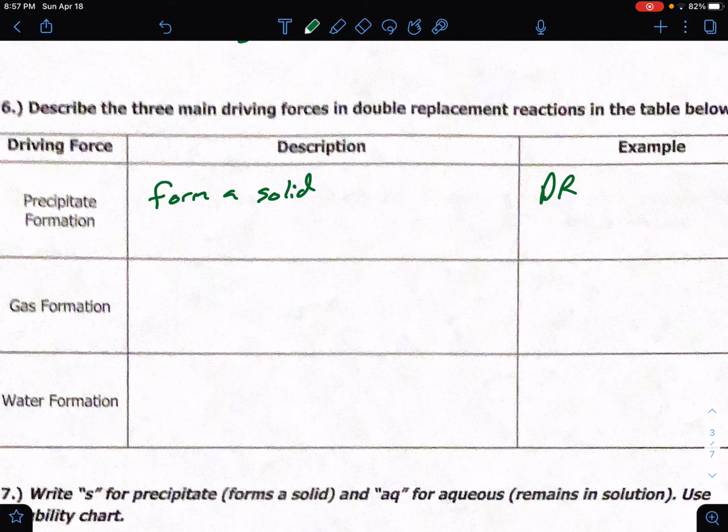Next one is gas formation. All we're doing is we're just producing gas. So this can happen in double replacement. It can happen in decomposition. Remember, in decomposition, I can make O2 or CO2 gas, or combustion. Combustion always makes CO2.